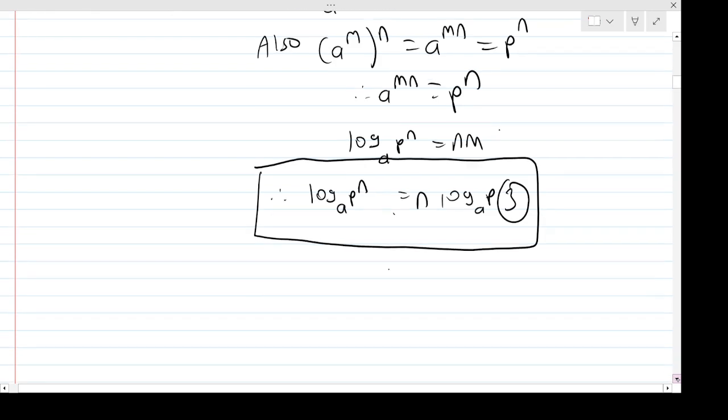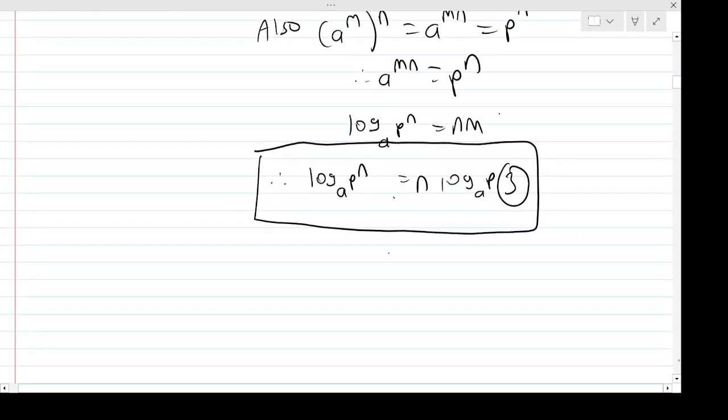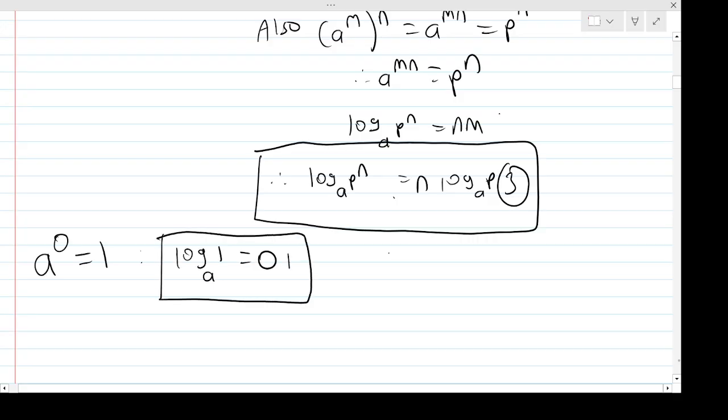We can prove a fourth one by using the power law, that we know that anything to the power of 0 is 1, right? So if we take a log, that would be log base A of 1 is equal to 0. That's my fourth one. That's saying that effectively, if you have any base A, any log whatsoever, if we put 1 in, we always get 0.